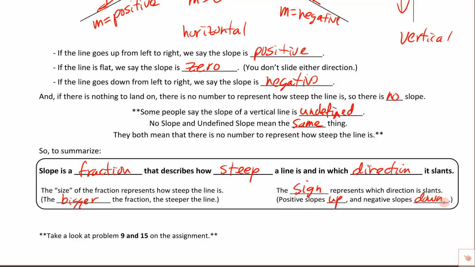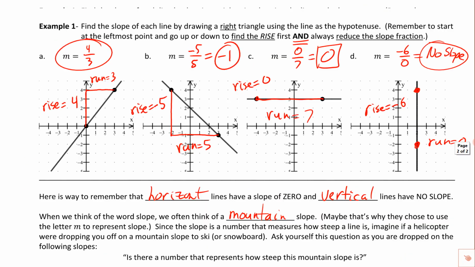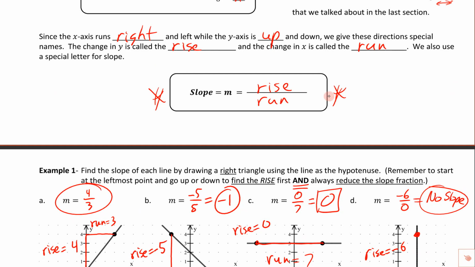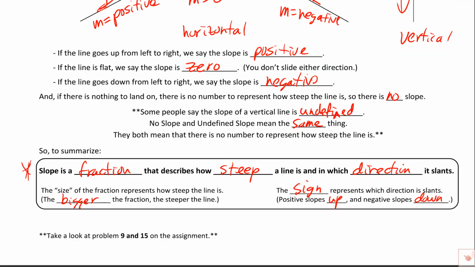So to make sure that we know how to do the problems on the assignment, we're going to take a look at problem number 9 and problem number 15. But again, keep this stuff in mind right here. Again, the definition of slope, and then you've also got to keep in mind that slope is going to be rise over run. Really important that you have those memorized. So let's take a look at number 9 and number 15.